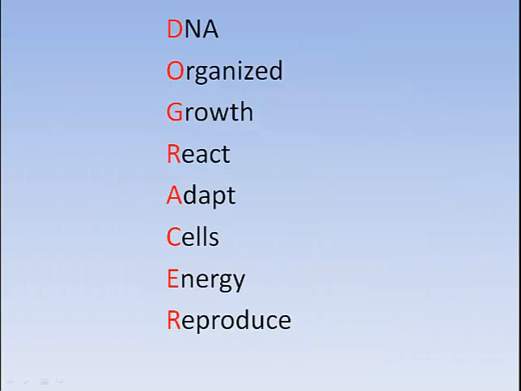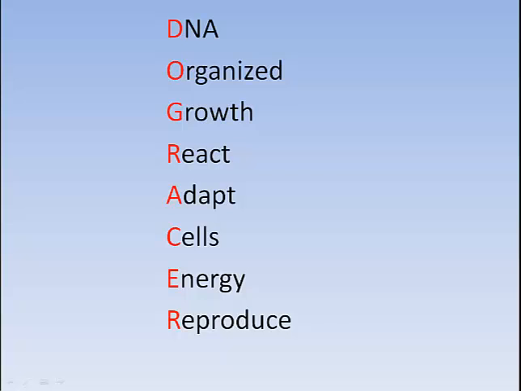So let's go through it again. The D is for DNA, O is for organized, G is for growth, R is for react, A is for adapt, C is for cells, E is for energy, R is for reproduce. Every living thing on Earth shows each one of these characteristics of DOGRACER. If you have some of them, but not all of them, you're not alive.